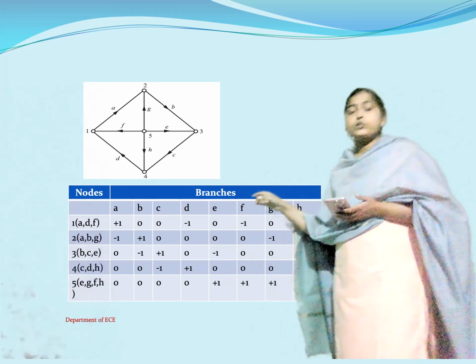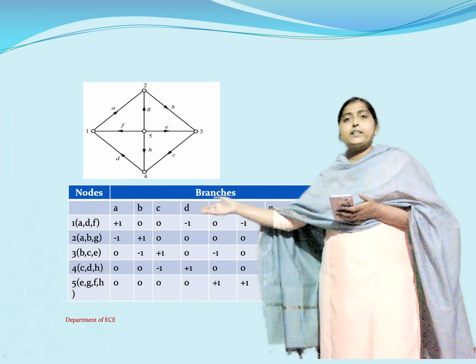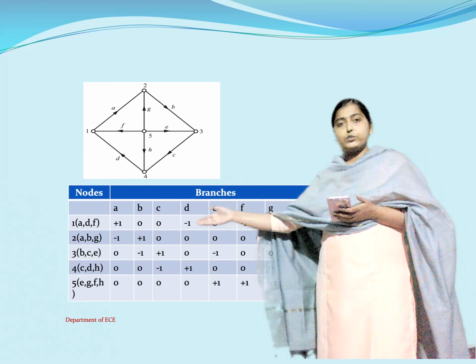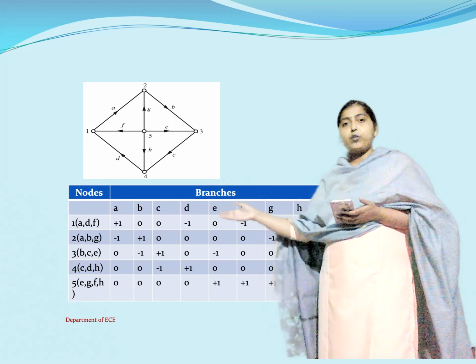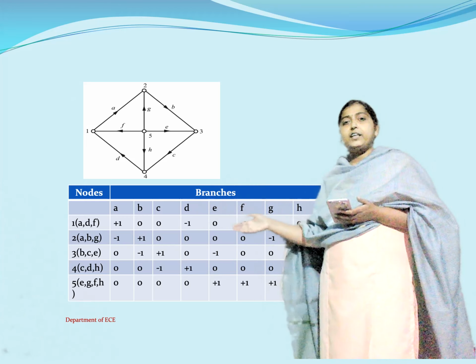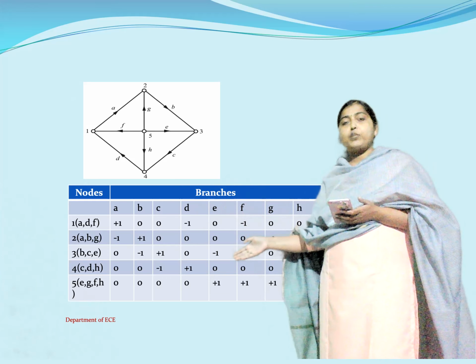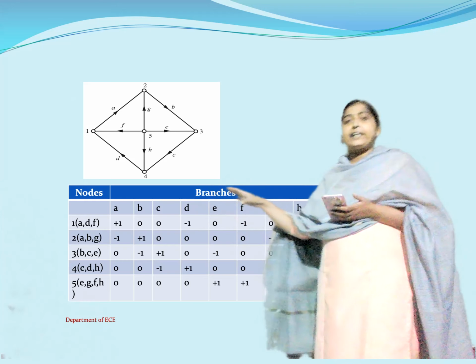As we also know, for the nodes I write in brackets which branches are associated with them. So for A, how many branches are connected? For B, how many branches are connected? For C? For D? For E? Okay. So now you know how to fill an incidence matrix.